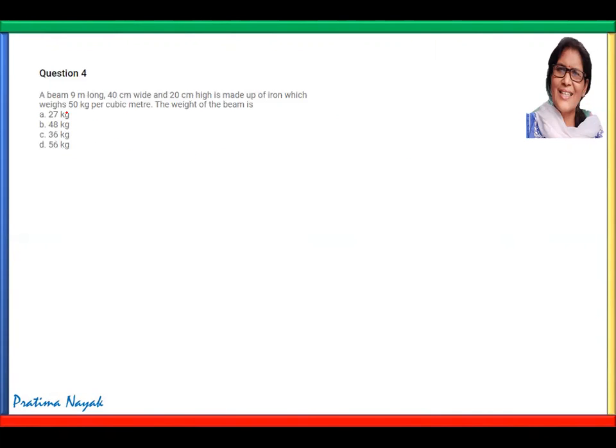Question number 4. A beam 9 meter long, 40 centimeter wide, 20 centimeter high is made of iron which weighs 50 kg per cubic meter. The weight of the beam. The question is about the weight of the beam, but the weight of the beam can be calculated after getting the volume because weight is given as 50 kg for 1 cubic meter. That means 1 cubic meter gives the weight 50 kg. So first we'll find the volume, then we'll multiply by 50 kg.